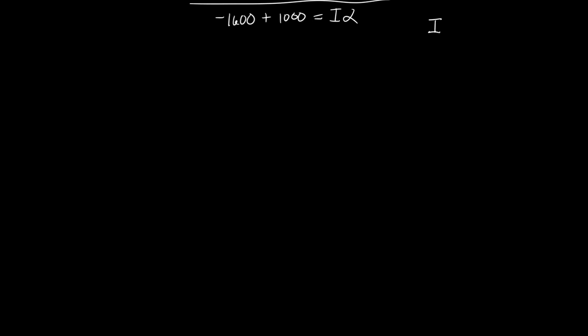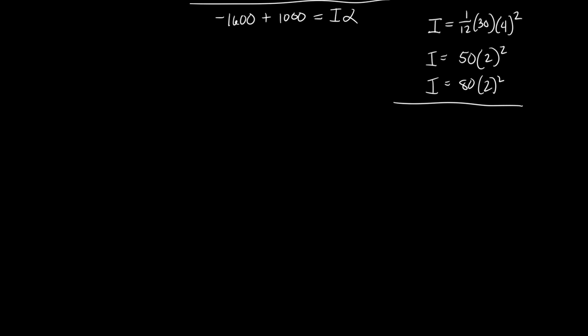I need the moment of inertia of the system. The moment of inertia of the system appears to be 2 point masses and a rod rotated about its center. So 1/12 mL squared for the teeter-totter and 50 times 2 squared for one boy and 80 times 2 squared for the other boy. This has to be the moment of inertia of the system. Any question about where any of that came from?